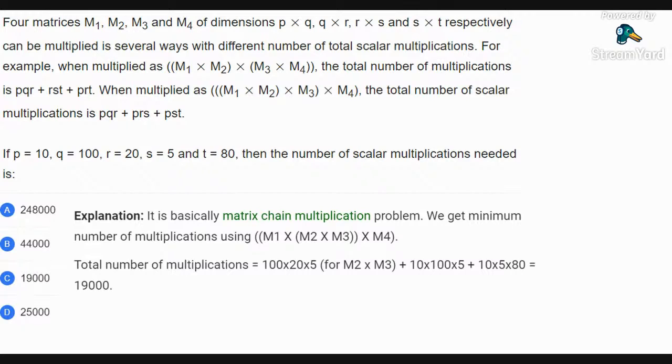M1,2, M2,3, M3,4. We will compute this. After that, in the second phase, we will be computing M1,3 and M2,4. In the third phase, we will be computing M1,4. On the basis of that final computation, the total number of scalar multiplications will be computed as 19,000. So these are the total number of scalar multiplications.